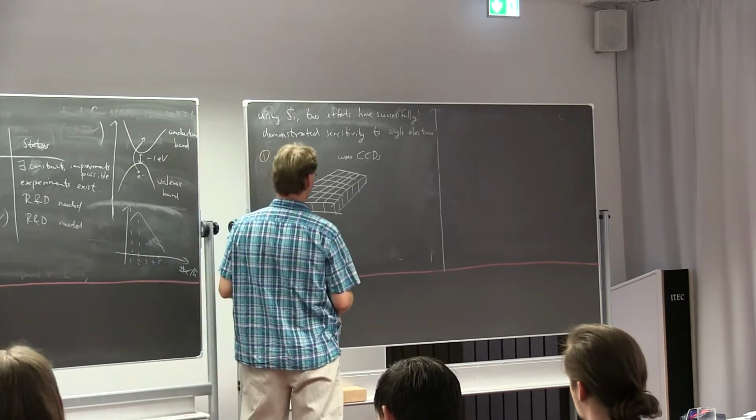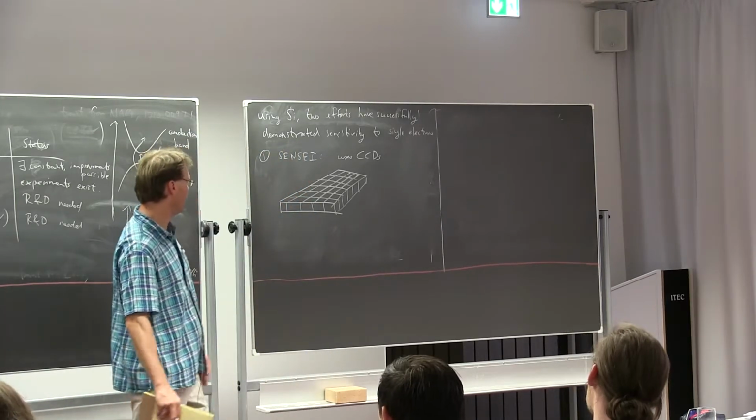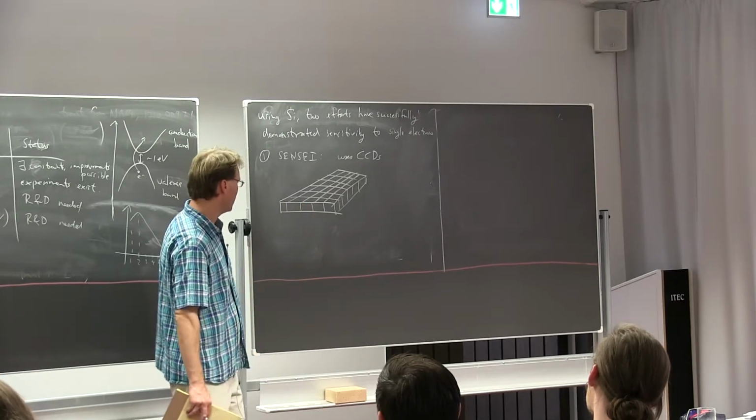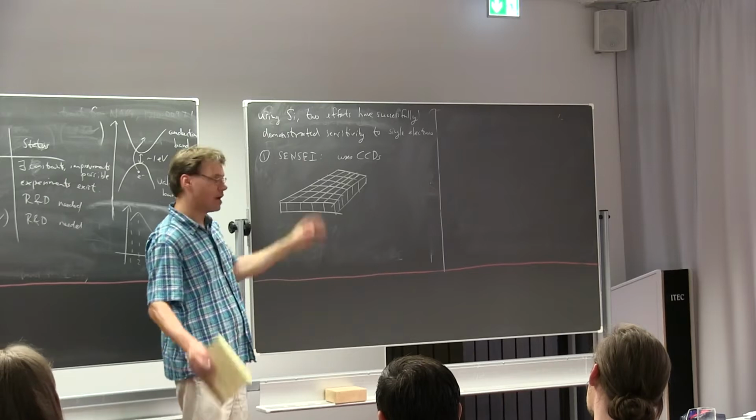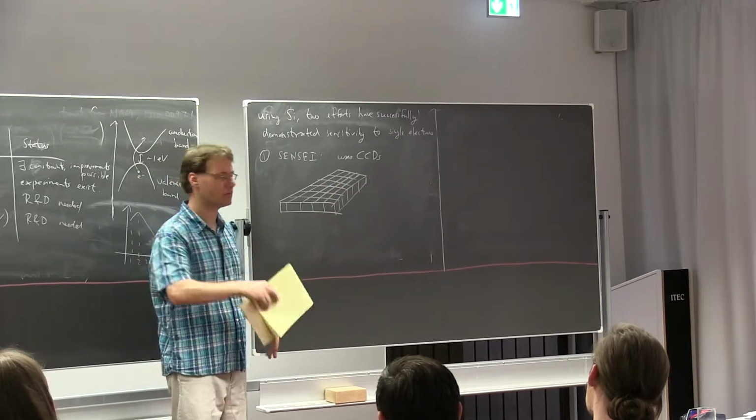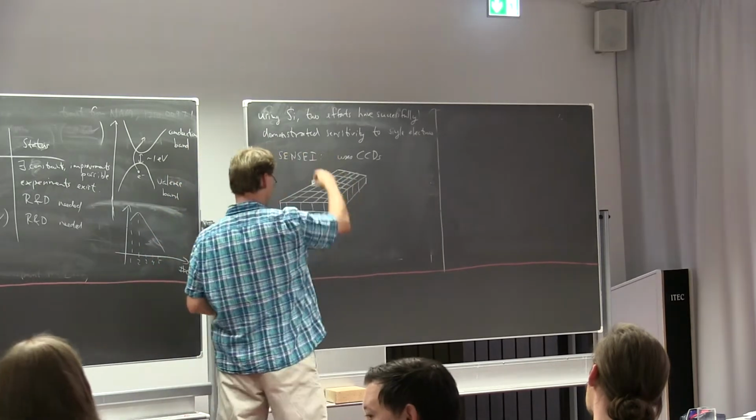So what SENSEI is able to do is they use CCDs. So the way CCDs work is that you expose the image, if you like. You hope the dark matter comes in, hits a few of your pixels. So then what you do is you create, so let me look at it from top down now.